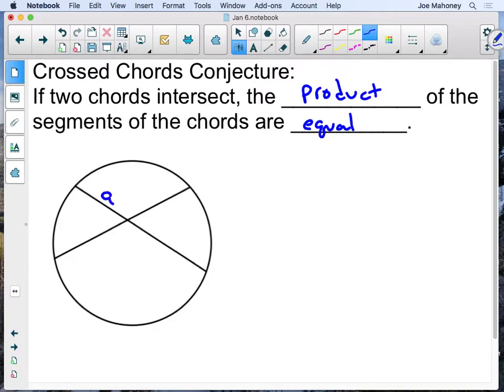If I call this piece A and this piece B, if I break that chord into two parts, A and B, and this one I go C and D like that, it's really that A times B equals C times D. That's really what the rule is. So what we'll do through these conjectures is I'll write down what it is in terms of the words, because I think the language is important. But then I'll show you by recognizing the diagram how to multiply them together. So this is our crossed chords conjecture.